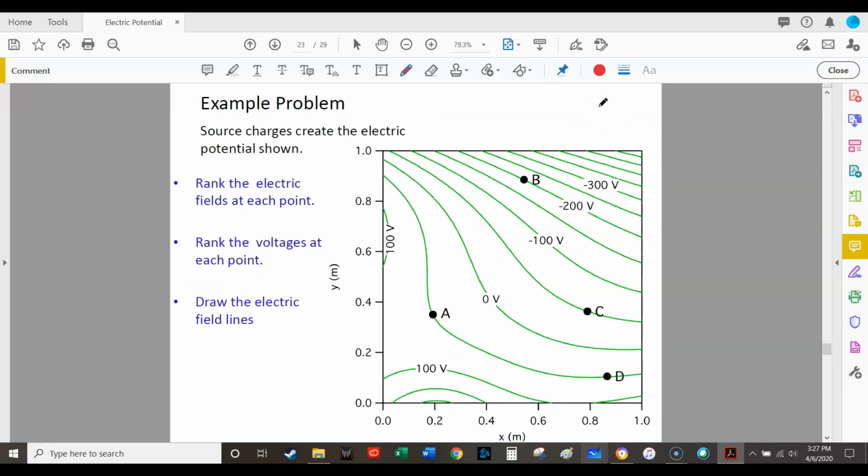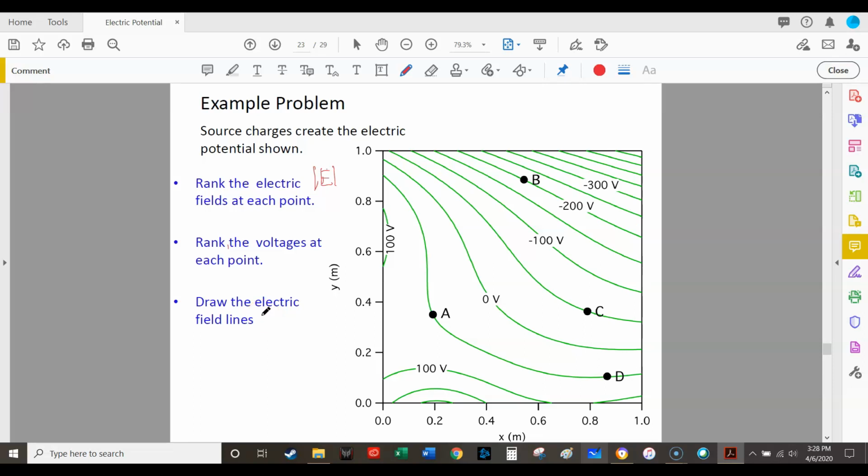I want you to take some time and try to perform each one of these tasks. And I should have done this in an easier order, but I want you to rank the voltages at each one of these points: voltage A, voltage B, voltage C, voltage D. I want you to rank the strength of the electric field, and again, what I mean by that is we're going to be talking about the magnitude of the electric field and not its direction. But I also want you to draw the electric field lines going through B, through A, through C, and through D using a vector.